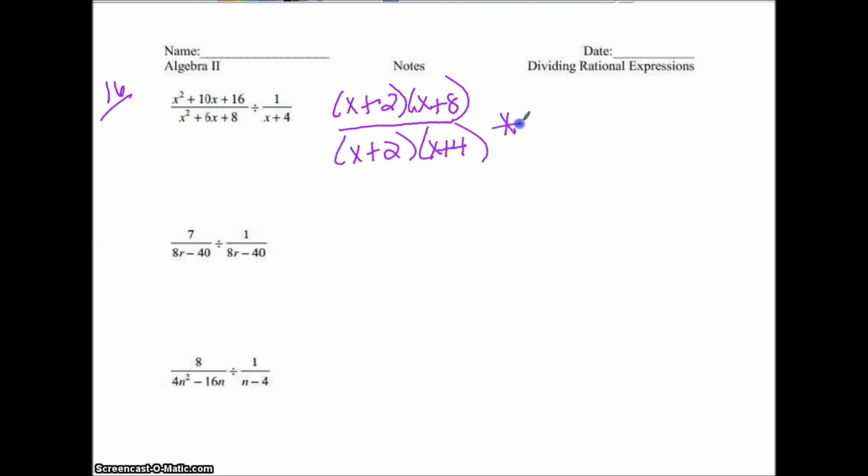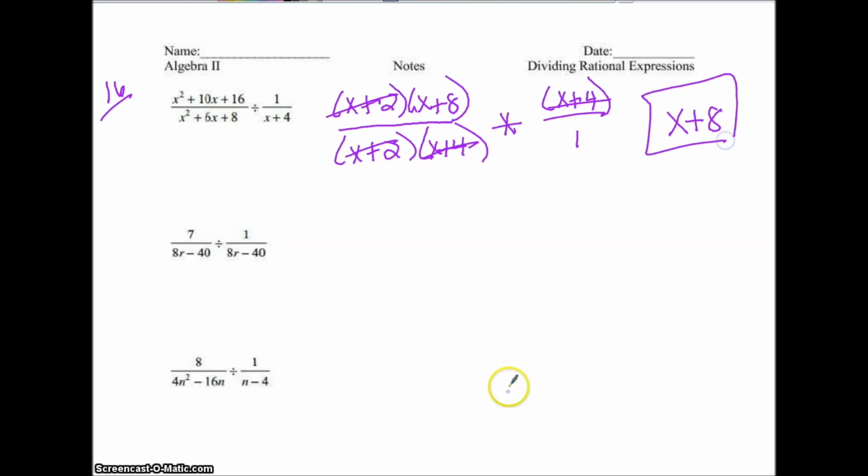We're going to change to multiplication, and we're going to flip the other fraction. And it becomes x plus 4 over 1. So your x plus 2 cancel, your x plus 4 cancels, and it leaves you x plus 8 for your answer.